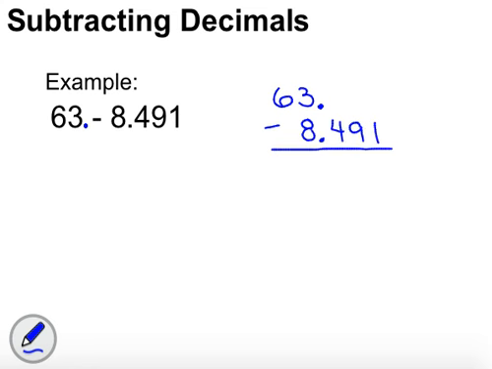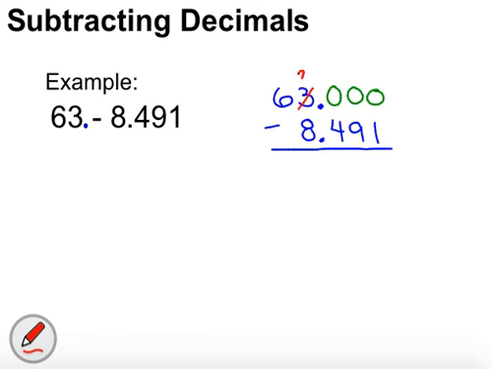Now here's where a lot of people have trouble. You cannot just bring down the 4, the 9, and the 1 because then you're not subtracting them from anything. You're going to want to put zeros up above here and then do your subtraction. 0 minus 1 I can't do.